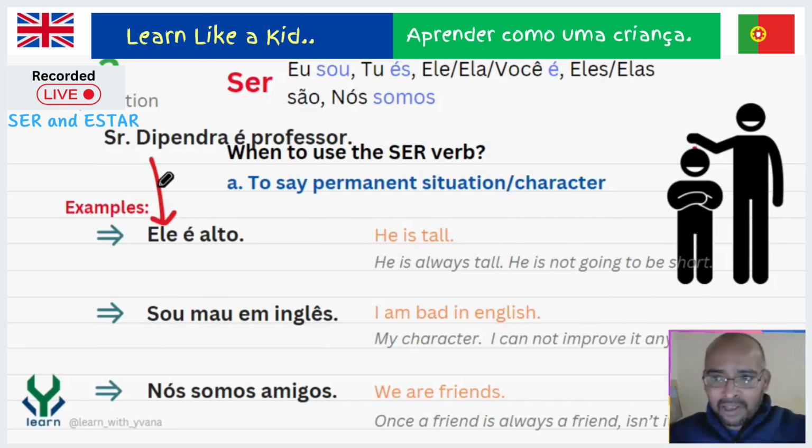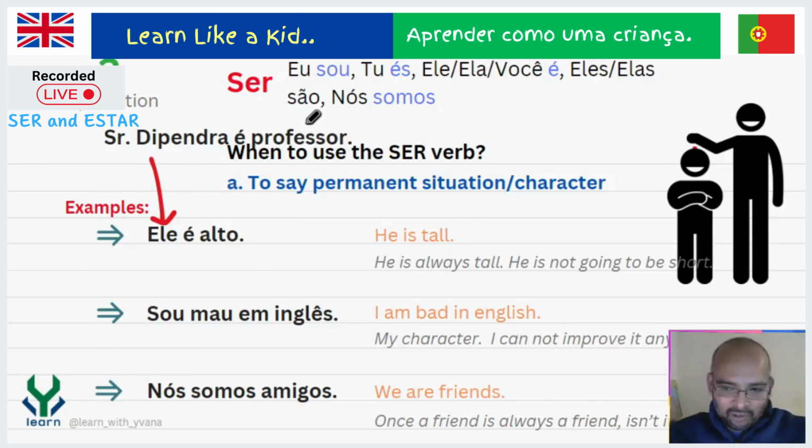Okay, so Dipendra is a teacher. Whatever he does, whether he teaches or doesn't teach, that's another thing. That is a temporary situation. So if we have to say some permanent situation, we use the SER verb. So here, "Dipendra es profesor" means Dipendra is a teacher.